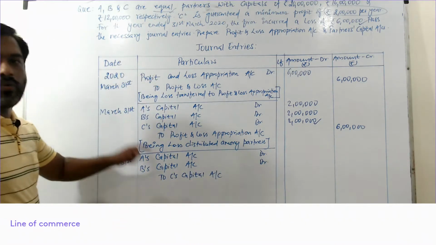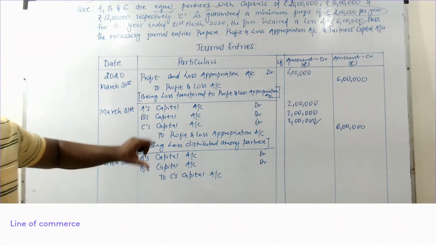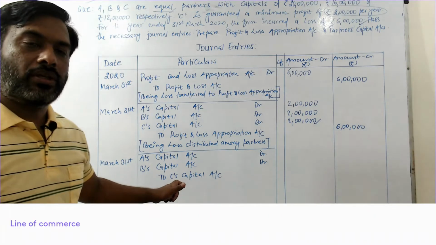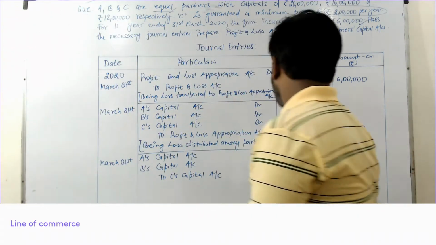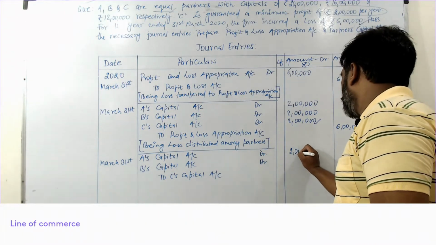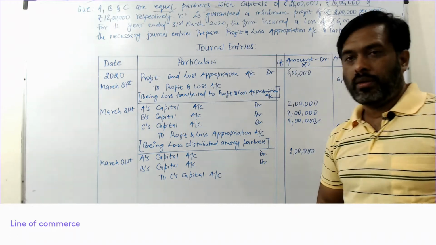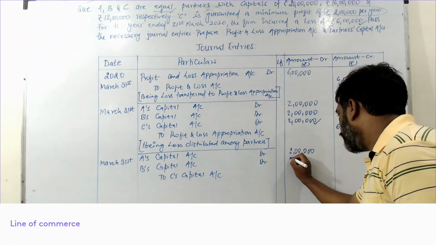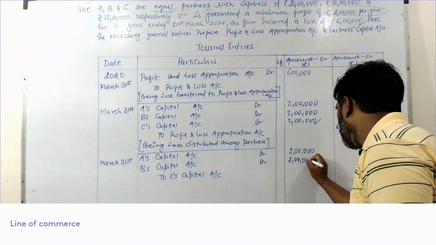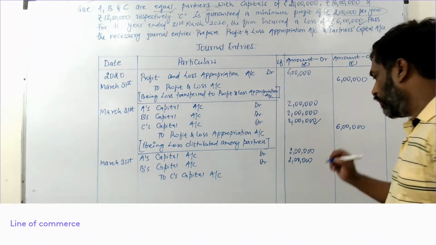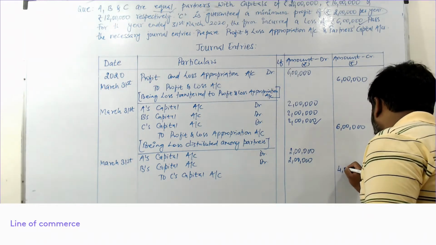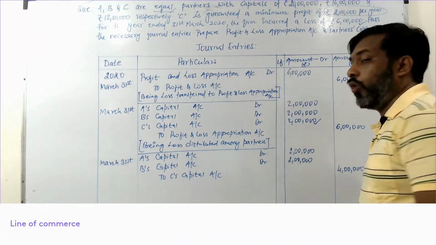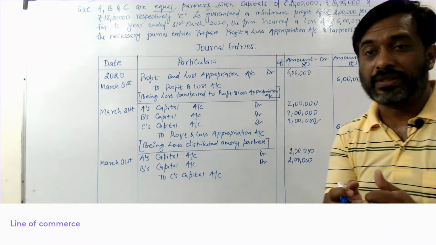This is how the minimum guarantee adjustment entry will be passed. So A will contribute 2 lakh rupees. B will also contribute 2 lakh rupees. And C will hence get 4 lakh rupees. Hope you understood how that 4 lakh rupees is coming.